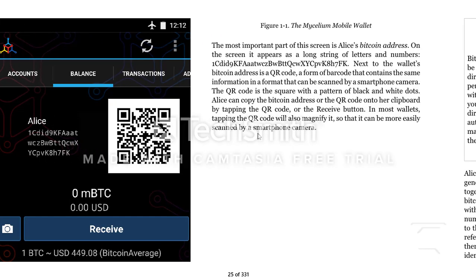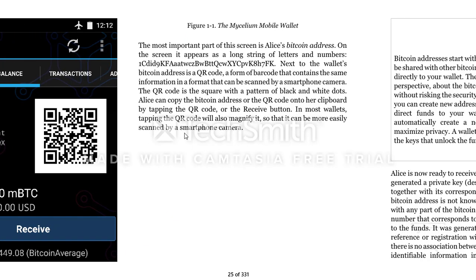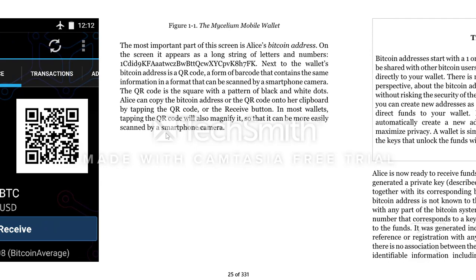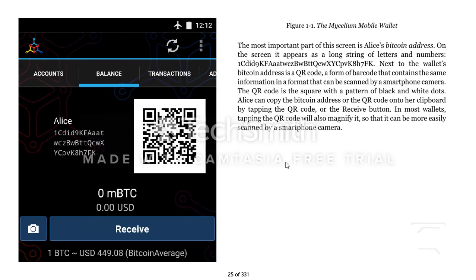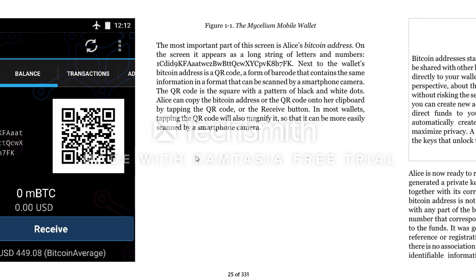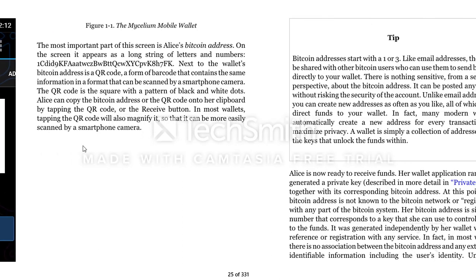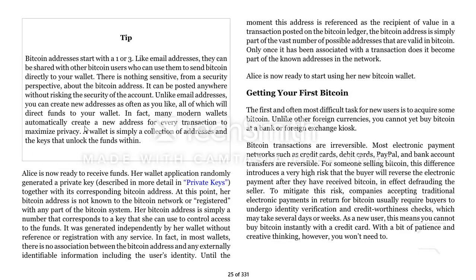In most wallets, tapping the QR code will also magnify it, so that it can be more easily scanned by a smartphone camera. Tip: Bitcoin addresses start with a 1 or 3. Like email addresses, they can be shared with other Bitcoin users who can use them to send Bitcoin directly to your wallet. There is nothing sensitive, from a security perspective, about the Bitcoin address. It can be posted anywhere without risking the security of the account.